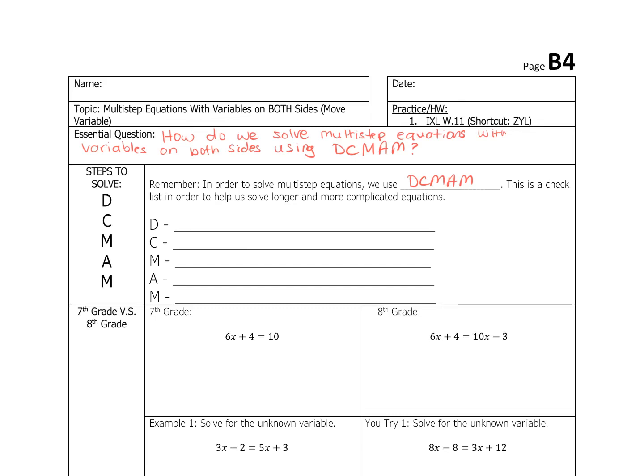Today we're talking about solving multi-step equations with variables on both sides, where the only thing that we're focusing on is moving the variable. So the first thing that we're going to talk about is an essential question. Our essential question is, how do we solve multi-step equations with variables on both sides using DC-MAM?